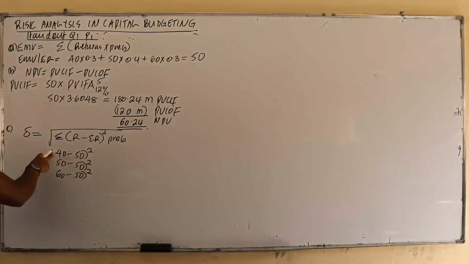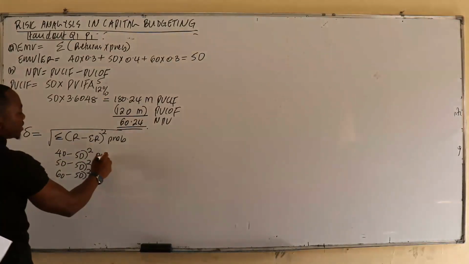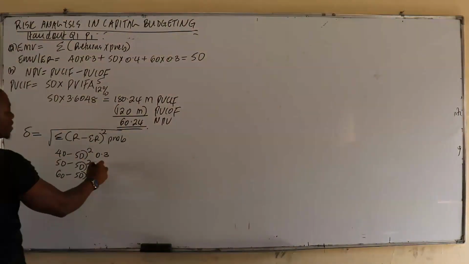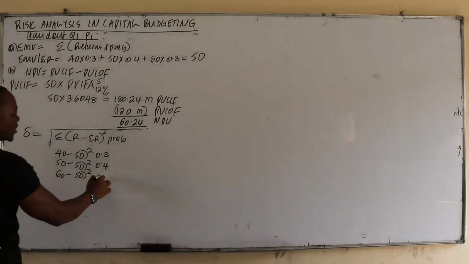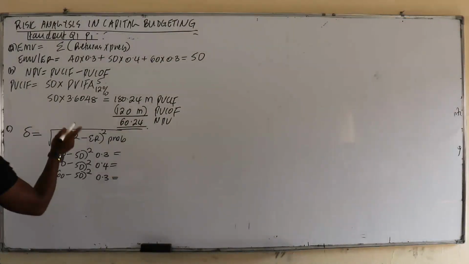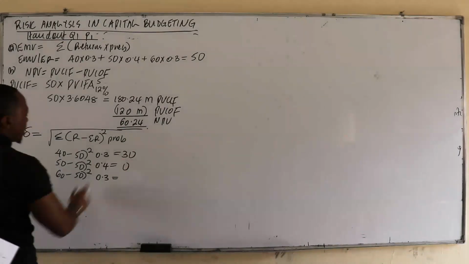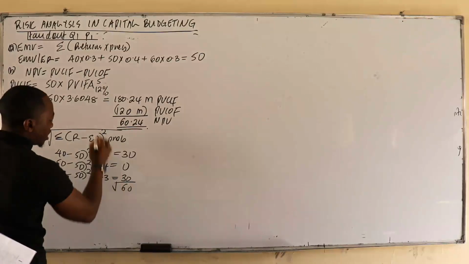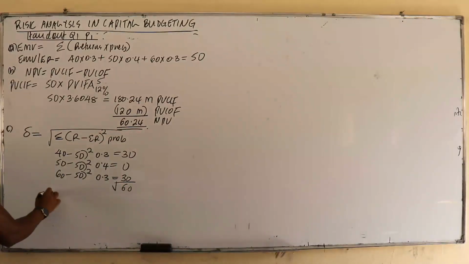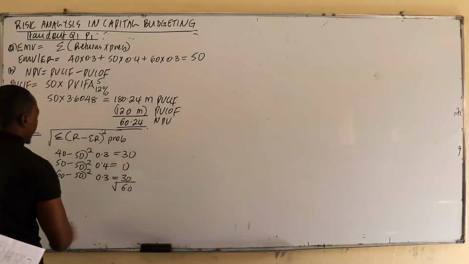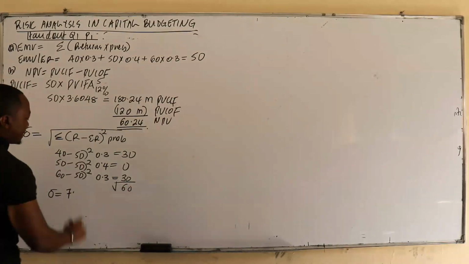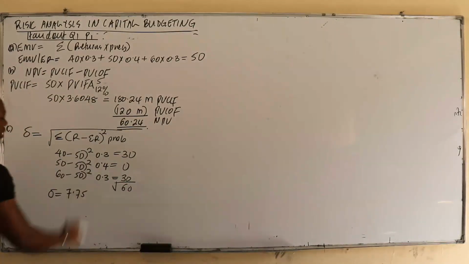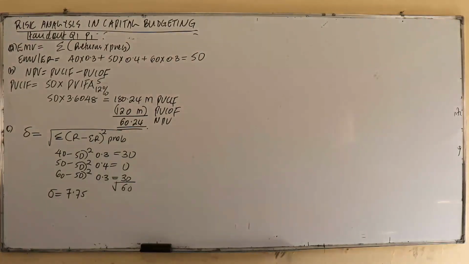So that you get the deviation, then you square, then you multiply by the probability. What was the probability of you generating 40? 0.3. Generating 50? 0.4. Generating 60? 0.3. 10, 100, that is 30. That is 0, 10, 100. That one is that. And the total is 60. Give me the square root. So standard deviation of 60, that is 7 point, 7.75. Good.